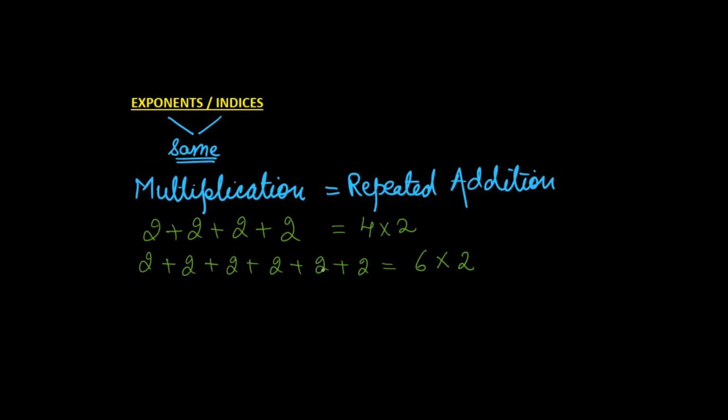If you add a number repeatedly, it means that you can multiply that number by the number of times you are repeating it. Similarly, if you have 3 plus 3 plus 3 plus 3 plus 3, how many times are we repeating 3? 5 times. So it is 5 times 3. Times means multiplication. Now, what are exponents?